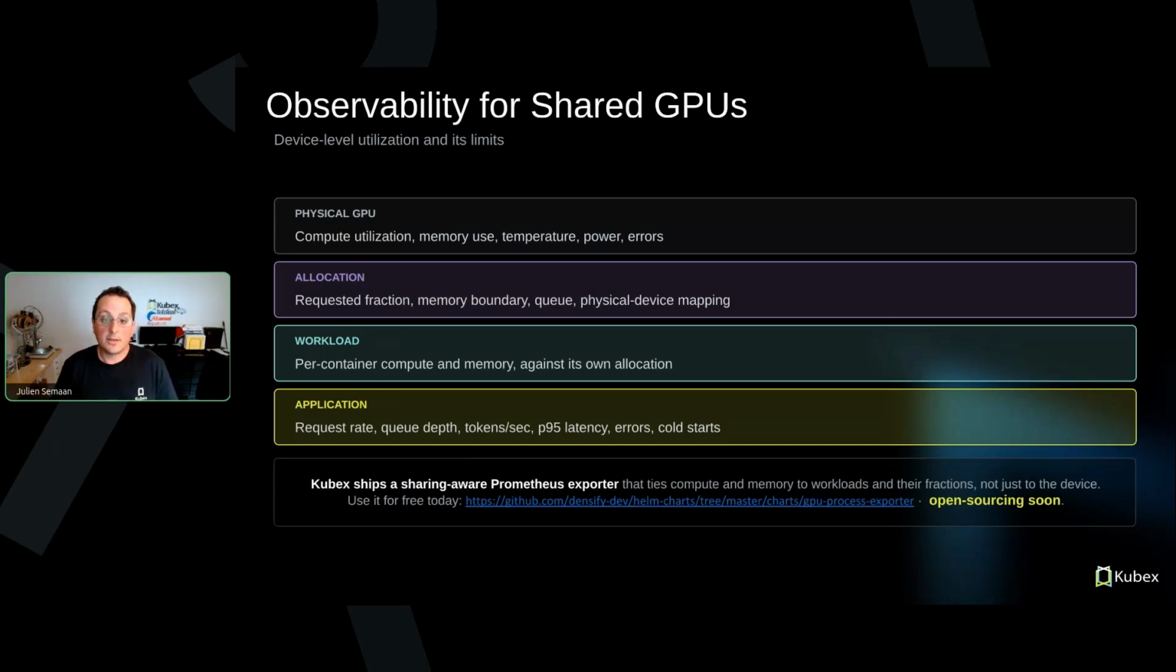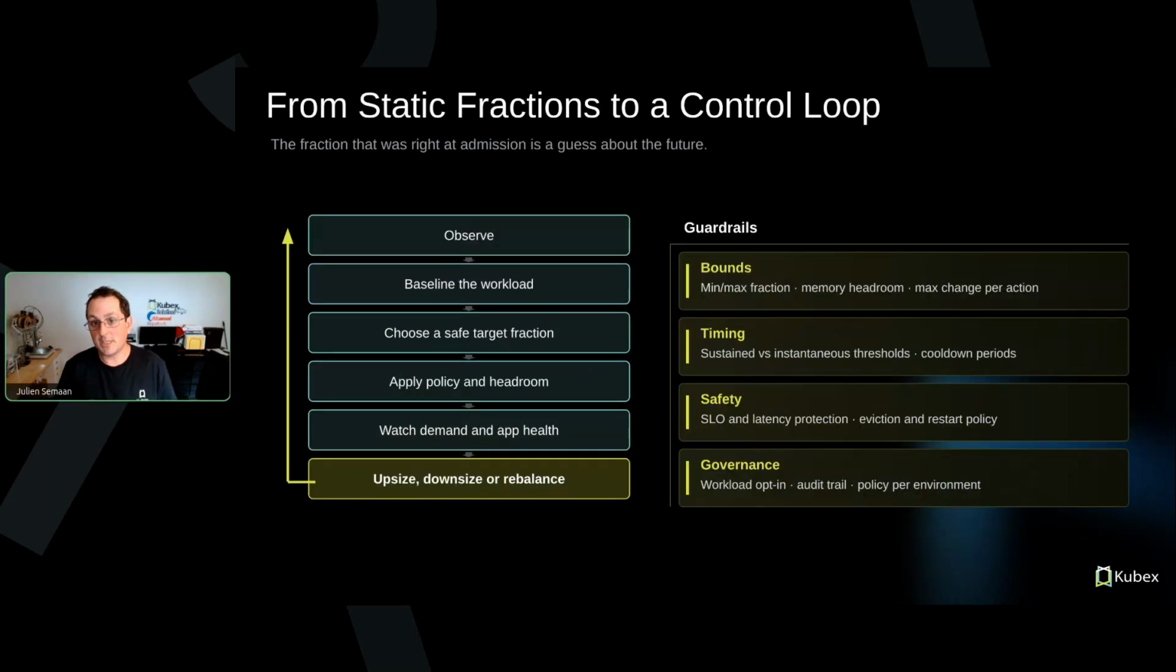Another important layer is to ensure that you have the appropriate application metrics. This will complement the resource utilization metrics to understand any impacts to performance when you start sharing your GPUs. Now, the fraction that we choose at admission time is really just a prediction that we have about future demand. Even a good initial estimate will eventually become wrong as traffic, models, batch sizes, and many more things start changing.